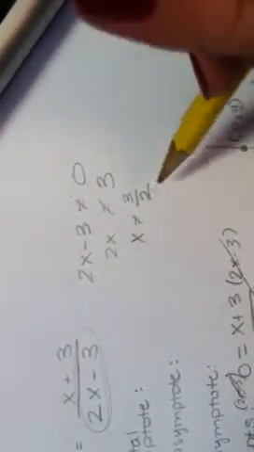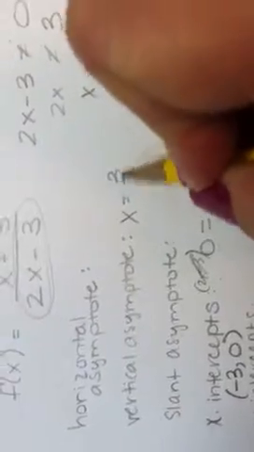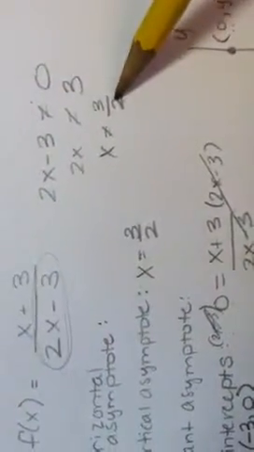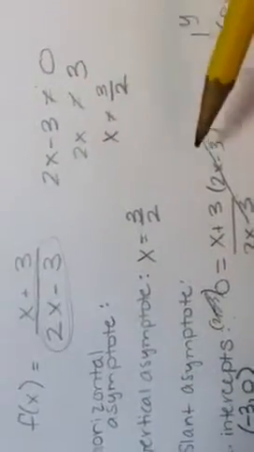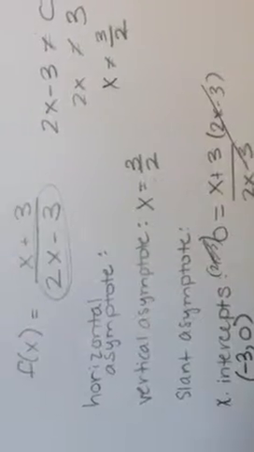That means that my vertical asymptote is where the domain is not. So if that doesn't sound confusing enough, think about it this way. If the domain cannot be x equal to 3 halves, that would mean there has to be something blocking it. That is my vertical asymptote. The vertical asymptote at x equals 3 halves.